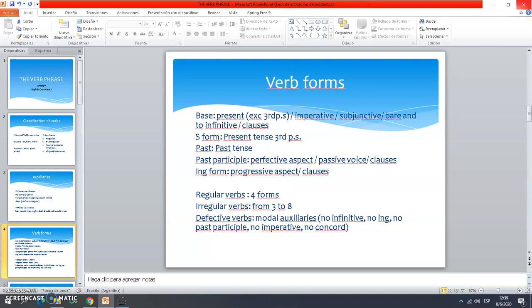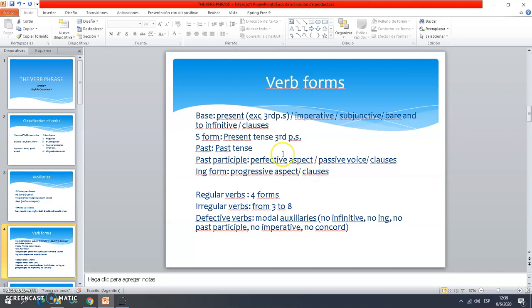Let's talk now about the forms of the verb, okay? You may find different forms. The base form, which is the one that we find in the simple present for all persons except the third person singular. I play the piano. Okay, play is the base form of the verb.